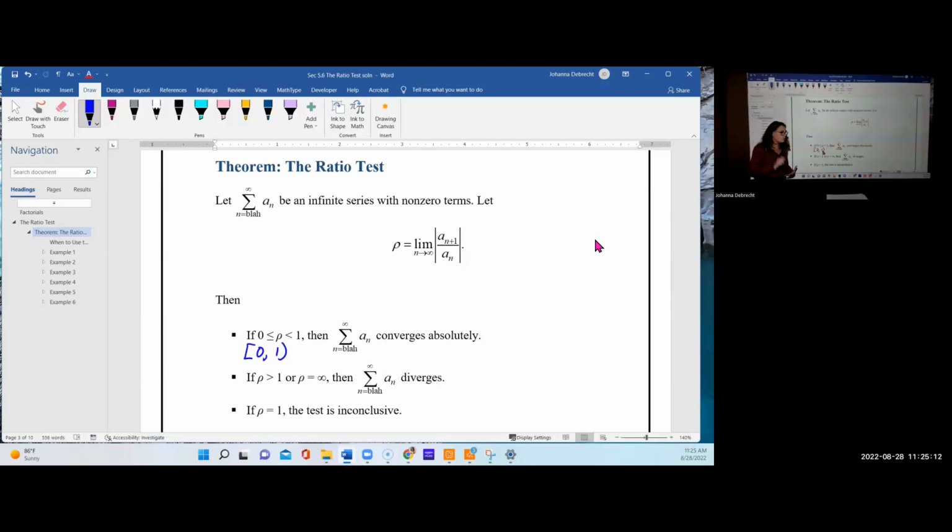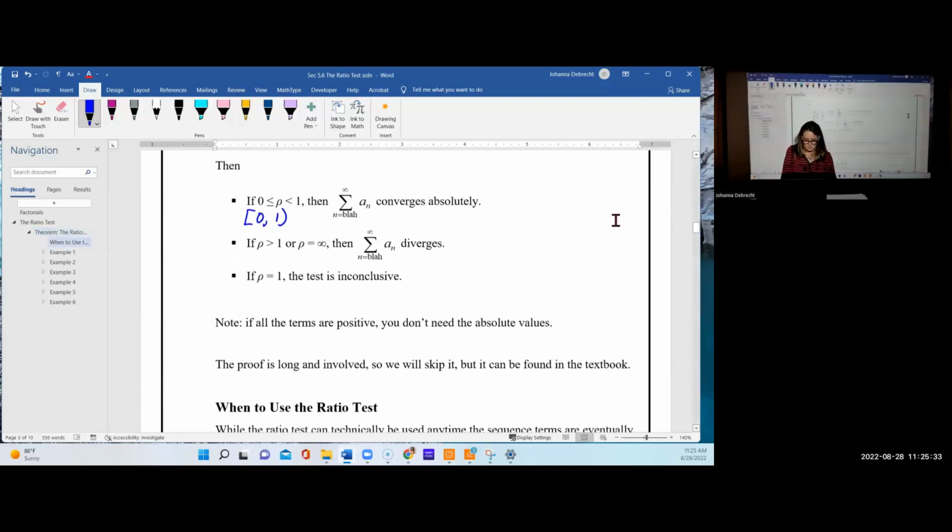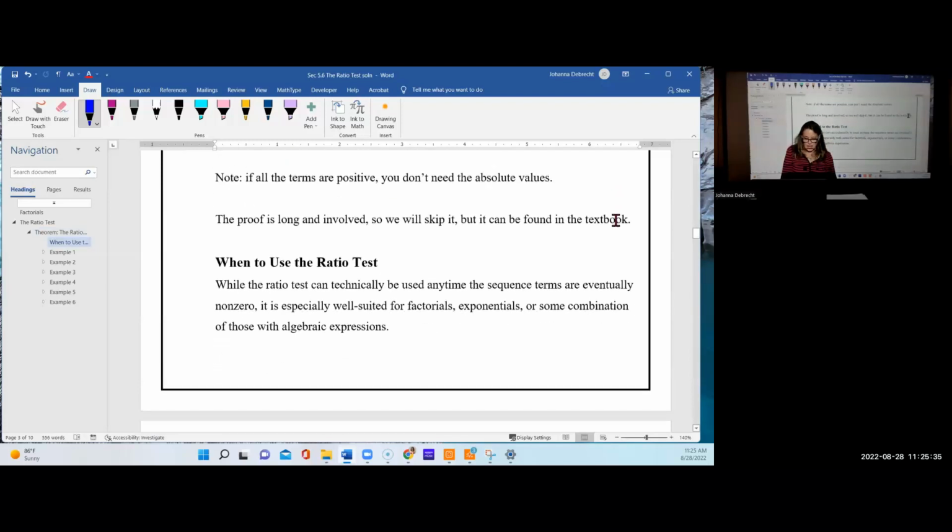We will learn one more test, which is the root test. But in general, what we're going to find is if the ratio test gives you rho equal 1 and it's inconclusive, the root test would probably give you the same result. It would also be inconclusive. So when the ratio test fails, we don't tend to go to the root test because they tend to give the same result, right? If all the terms are positive anyway, you can drop the absolute values, you won't need them.